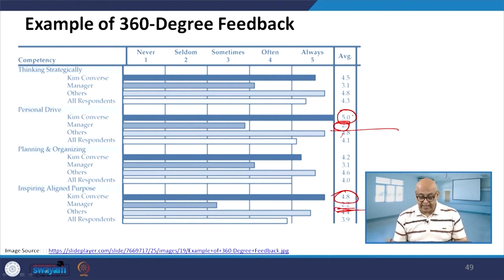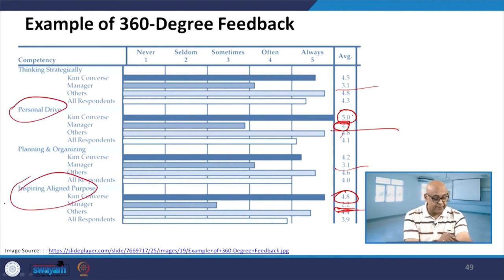As far as planning and organizing is concerned, here also it is low, and thinking strategically is also low. So, if you ask me on the basis of this analysis, I can say his manager is not happy with Kim. Somewhere he has a very bad impression, especially in the case of personal drive and inspiring aligned purpose. If you ask me, for leadership weightage these are two very important points, and in these two important points the manager is saying no.